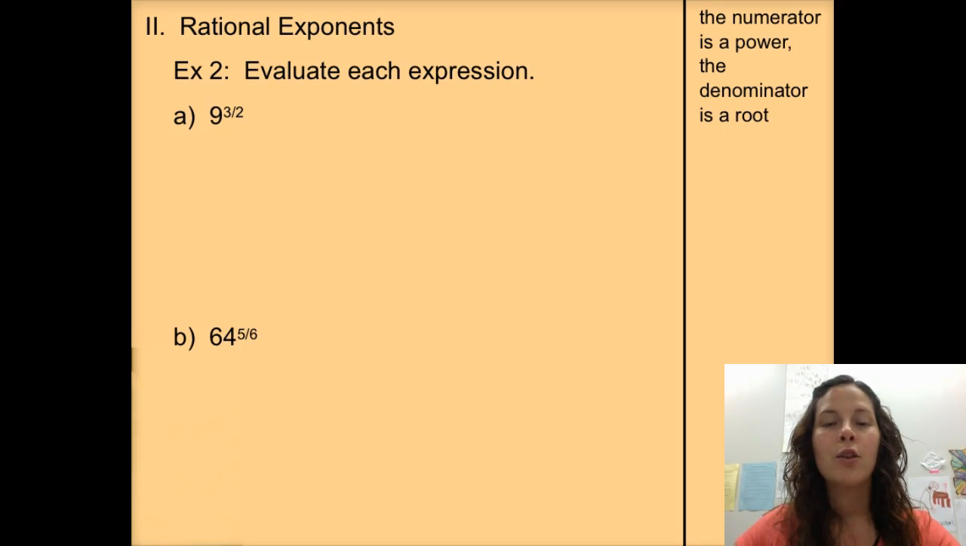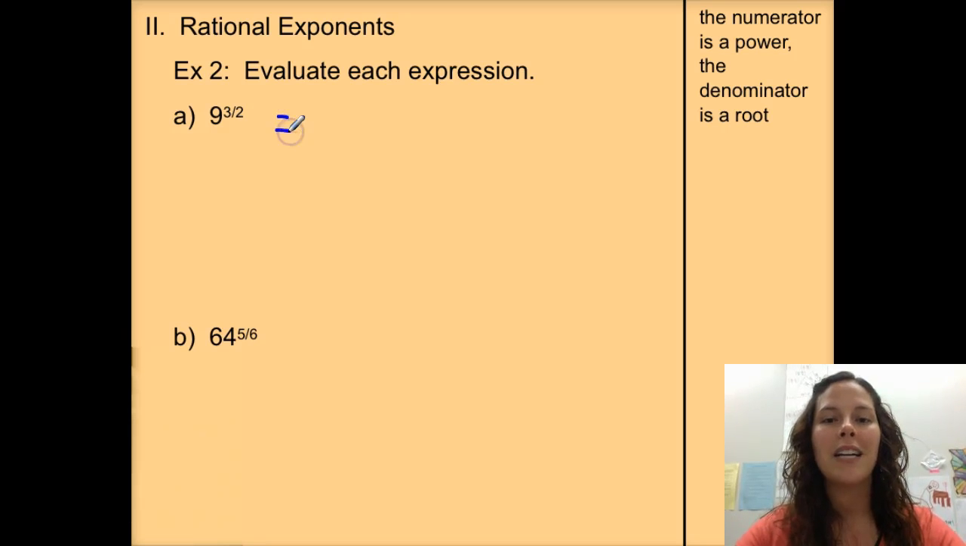So when we are evaluating a rational exponent, if you look off in the right-hand column, two things to note. The numerator is a power, just like a regular power that we saw and practiced with in our last video. The denominator of that exponent is actually a root. So you can rewrite a rational exponent as a combination of a root and a power. So that's one way to think about it as we're simplifying each of these expressions.